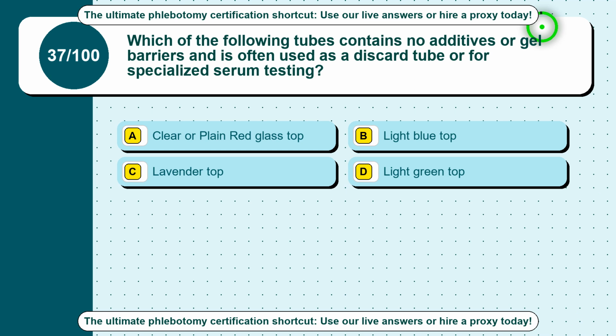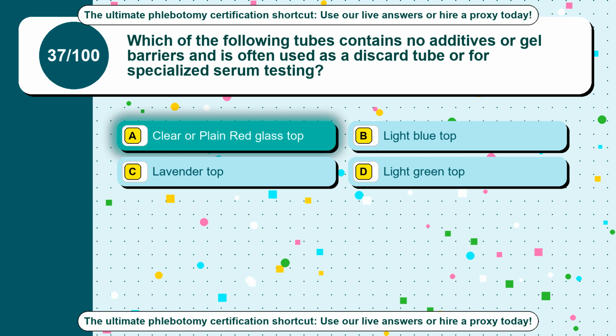Question 37. Which of the following tubes contains no additives or gel barriers and is often used as a discard tube or for specialized serum testing? Option A. Clear or plain red glass top. Option B. Light blue top. Option C. Lavender top. Option D. Light green top. The correct answer is option A.